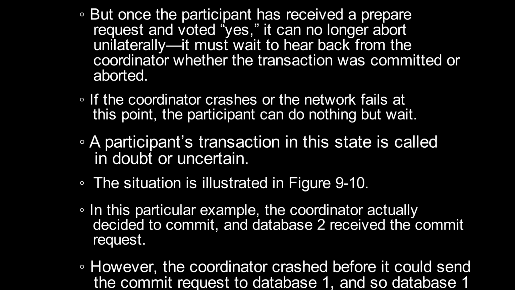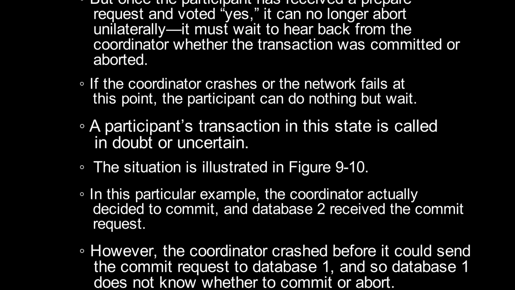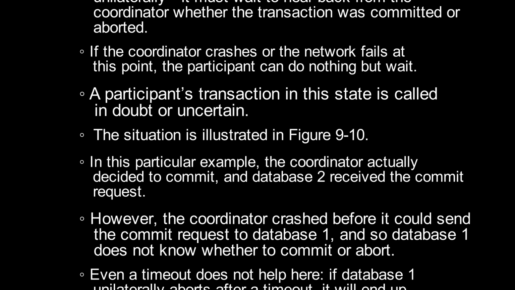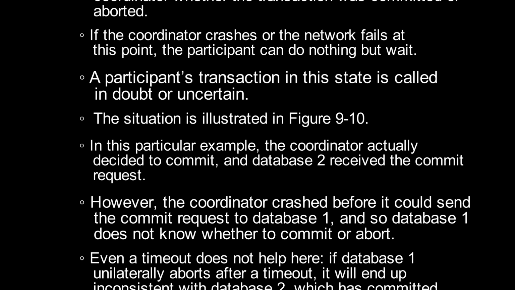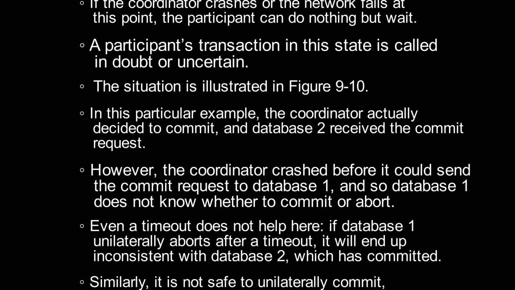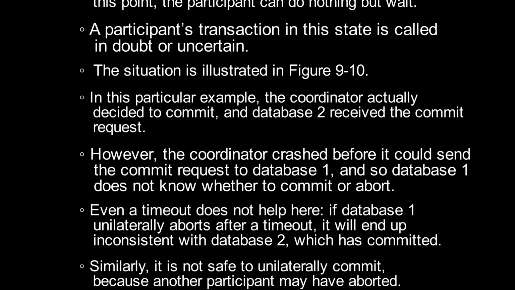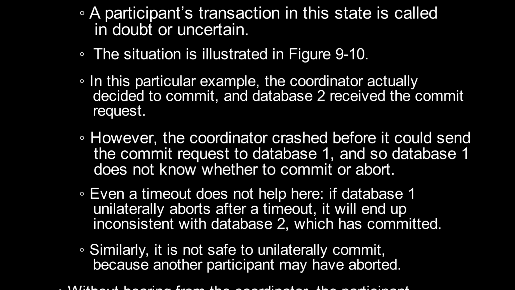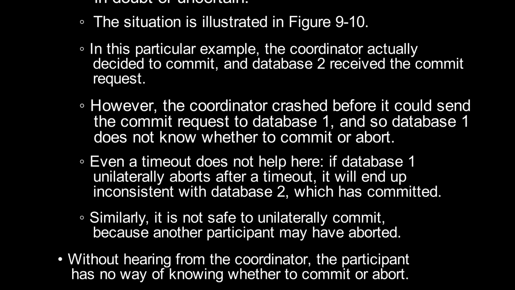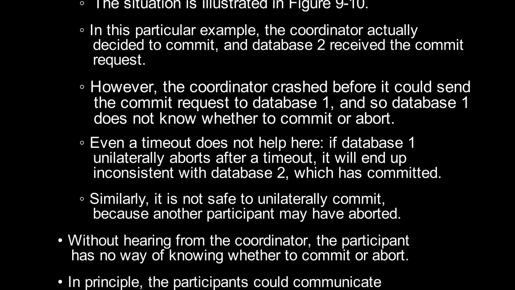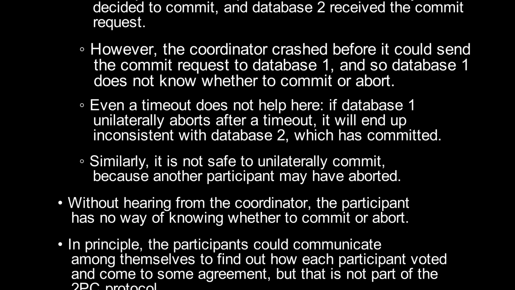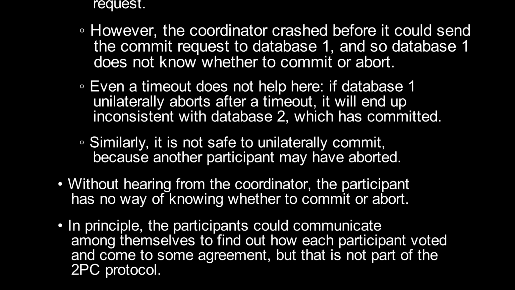In this particular example, the coordinator actually decided to commit, and database 2 received the commit request. However, the coordinator crashed before it could send the commit request to database 1, and so database 1 does not know whether to commit or abort. Even a timeout does not help here. If database 1 unilaterally aborts after a timeout, it will end up inconsistent with database 2, which has committed. Similarly, it is not safe to unilaterally commit, because another participant may have aborted. Without hearing from the coordinator, the participant has no way of knowing whether to commit or abort.